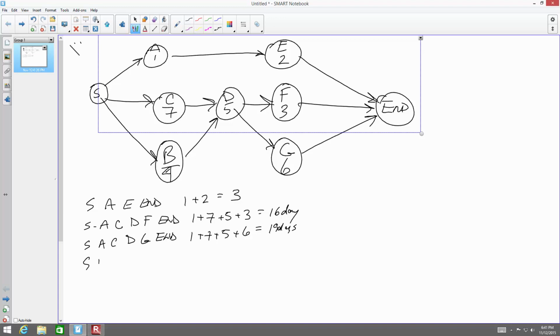One alternate route will be start, B, D, F, end, or start, E, D, G, end. 4 plus 5 plus 6 equals 15 days.